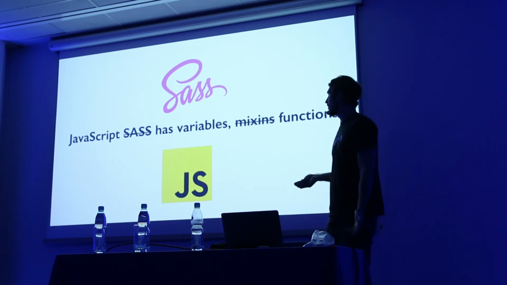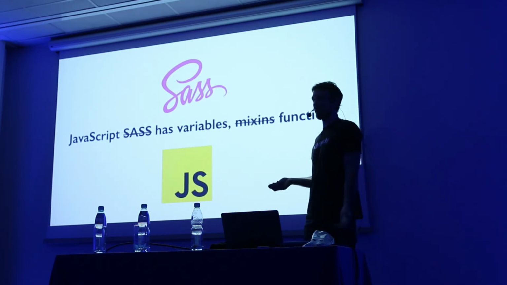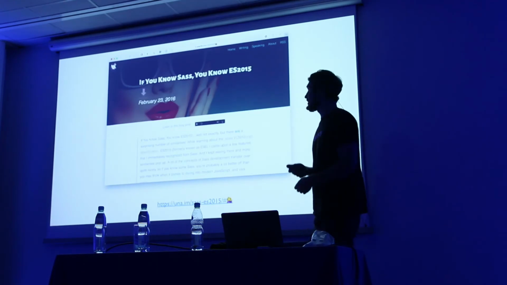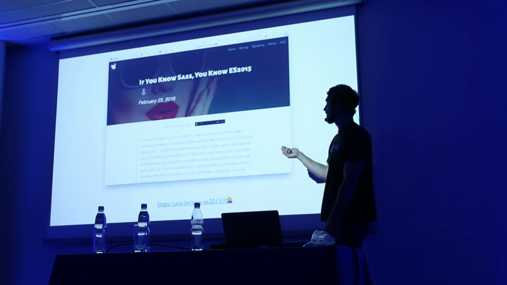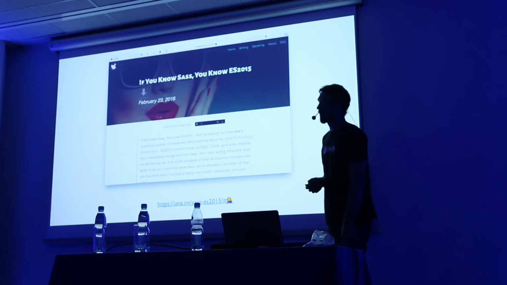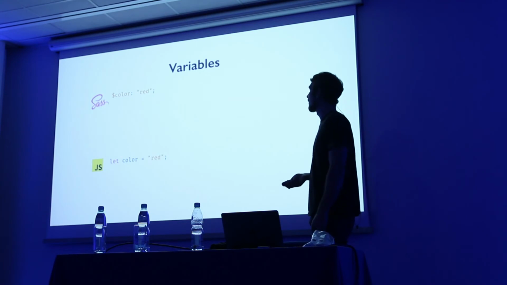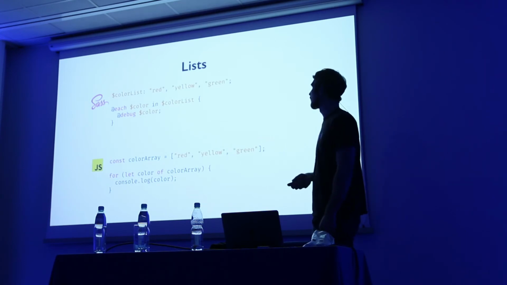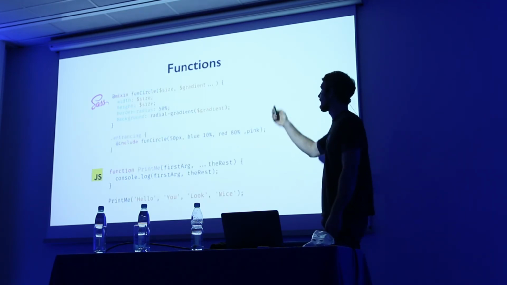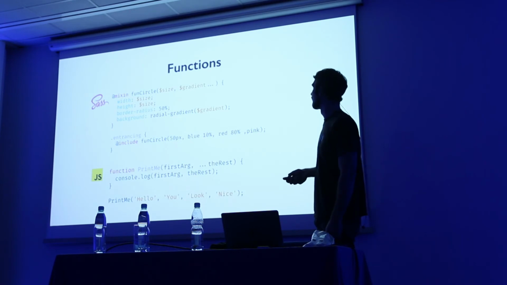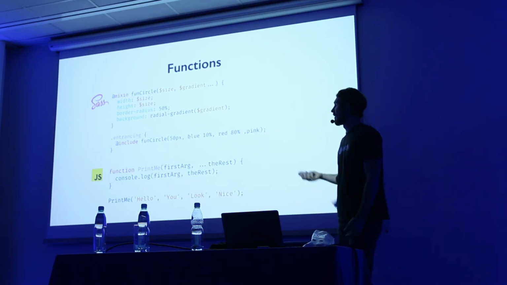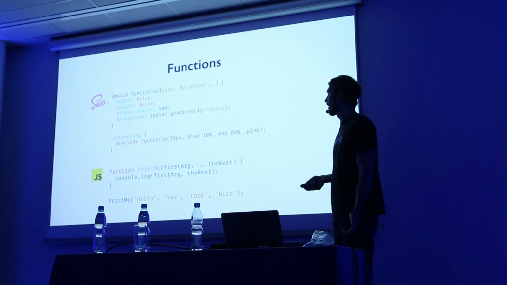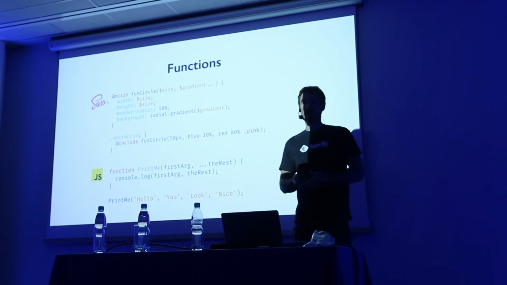But you know what? JavaScript also has variables, and functions that can be used as mixins. And the good news is that if you know Sass, there's this nice article called "If You Know Sass, You Know ECMAScript 2015." Because of course Sass has variables, so does JavaScript. Lists, here you go, it's called an array. Iterating through lists is very similar. Functions, even this dot notation. So if you're familiar with Sass, you will be really at home, even with this programming stuff around CSS, even though you don't have to.